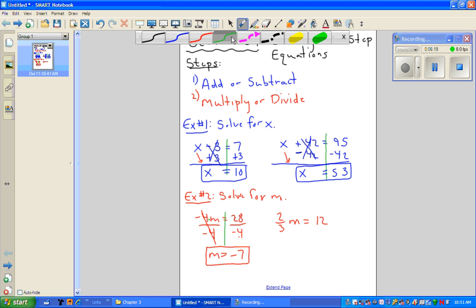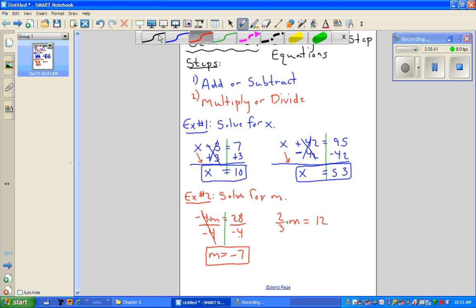So again, what's going on in between your 2/3 and your m? You have multiplication. So what we would want to do in this one is we want to divide by 2/3. But it is very difficult to divide by a fraction. And we talked earlier about division, all right? It's the same thing as multiplying by the reciprocal.